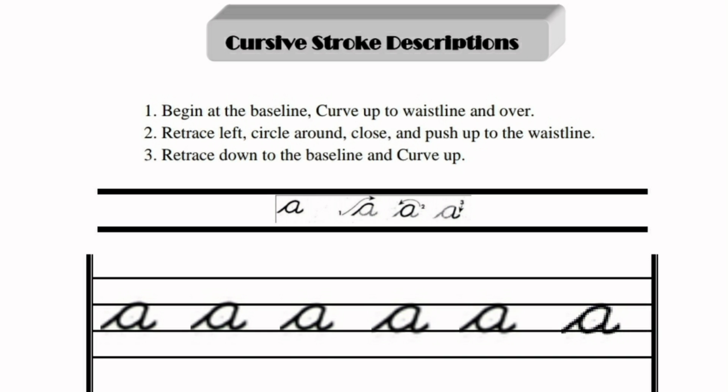Begin at the baseline. Curve up to waistline and over. Retrace left, circle around, close and push up to the waistline. Retrace down to the baseline and curve up.